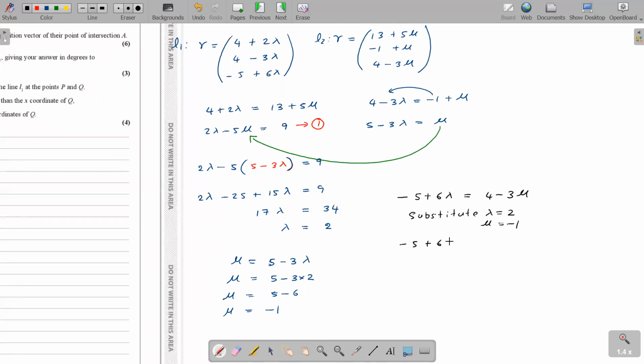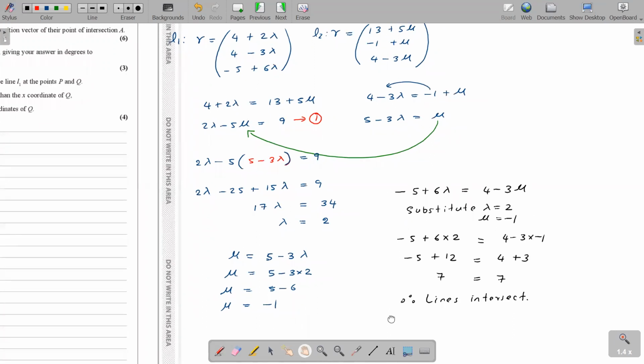Minus 5 plus 6 times lambda, which is 2. How much is it? Minus 5 plus 12, which is 7, right? On the other side, we have 4 minus 3 times mu, which is minus 1. Minus 3 into minus 1 is plus 3. 4 plus 3 is 7, and they are equal. So therefore, what do we say? Therefore, the lines intersect. The lines are intersecting because they are equal. The third equation is working out.